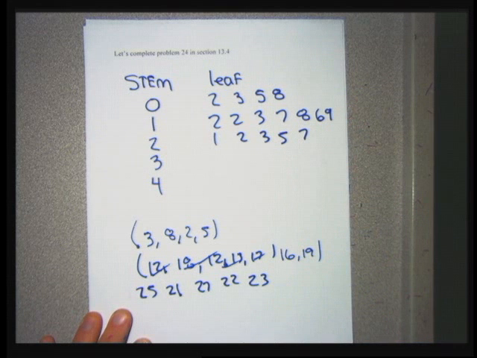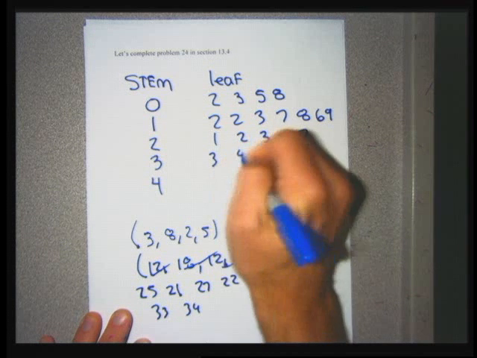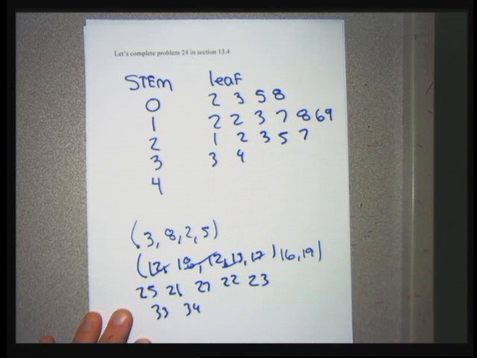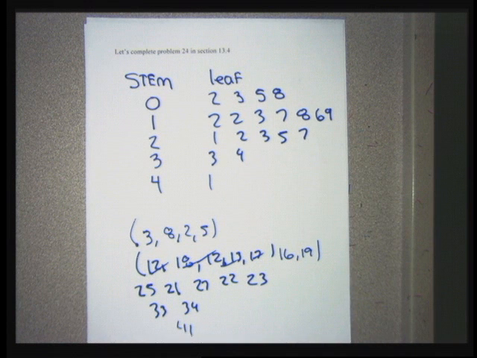For the 30-somethings, the people that drove over 30, the only ones I see are 33 and 34. So I'm just going to write a 3 and a 4. And next to the 4, there was only one person that went over 40 miles. They went 41 miles. I'll put a 1 next to the 4.